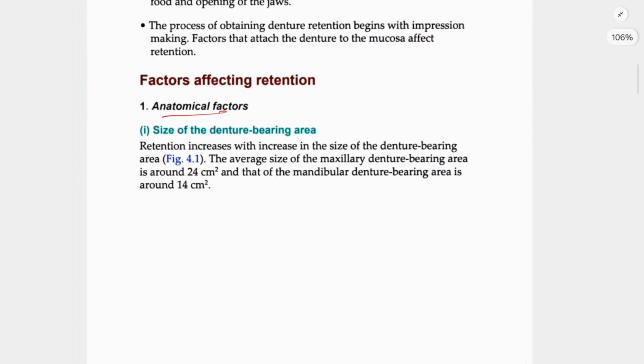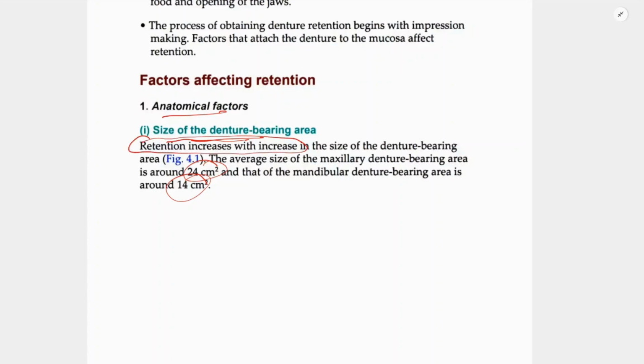So first is the size of the denture bearing areas. Retention increases with increase in size of the denture bearing area. The average size of the maxillary denture bearing area is 24 cm square and that of the mandibular denture bearing area is 14 cm square. So the main point to be remembered in the denture bearing area is retention increases with size. That is the main point.